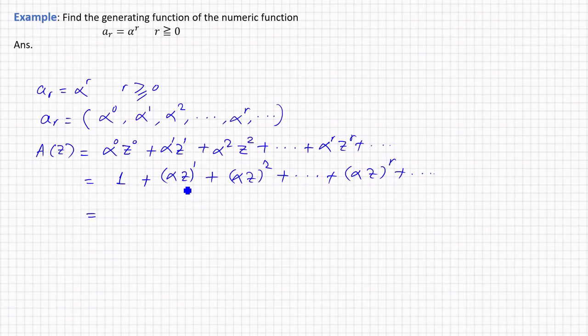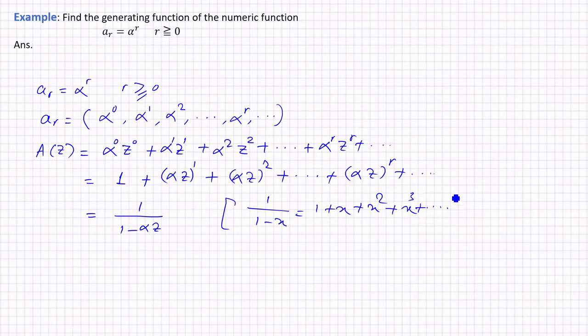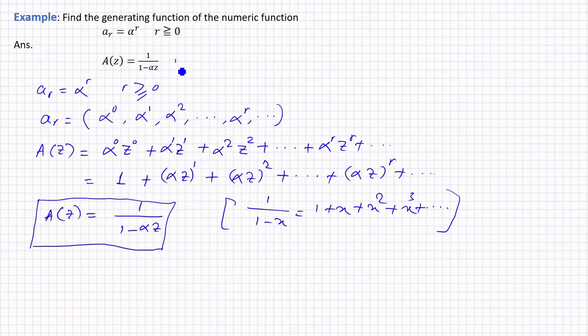Okay, so let's suppose this alpha z is x, so it is in the form of 1 plus x plus x square plus x cube and so on. So it can be 1 divided by 1 minus alpha z. So we have taken the formula here, 1 plus x plus x square plus x cube and so on. Okay, so we got here the generating function A(z) is equal to 1 divided by 1 minus alpha z. Okay, so this is the answer, we got it.